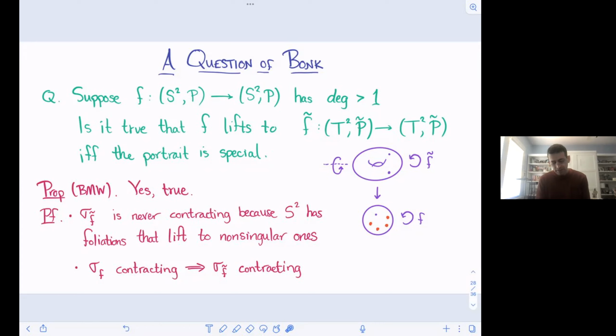I think I'm actually proving both directions at once here. I don't know why the other one was known already. I agree, it's not obvious. It's a good point that it's not obvious that you lift if the portrait is special. I guess I have to think about that.